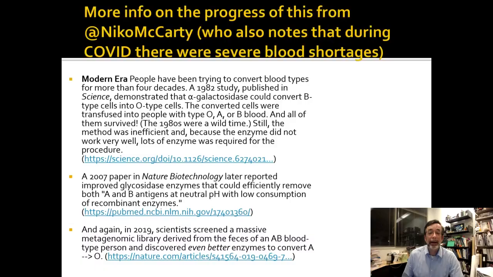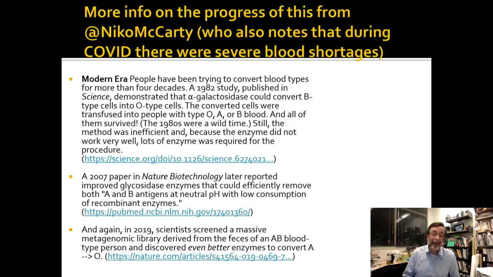And people survived. It was really inefficient. The enzyme did not work very well. Lots of enzyme was required, and there's no way that the cost effectiveness worked out at the time. But it showed if we could get a better enzyme, maybe this could work on a higher scale. 2007, Nature Biotechnology paper had improved glycosylase enzymes, and they actually redesigned them, and they found some that would actually remove A and B antigens, neutral pH, low consumption. These seem to be hardier.